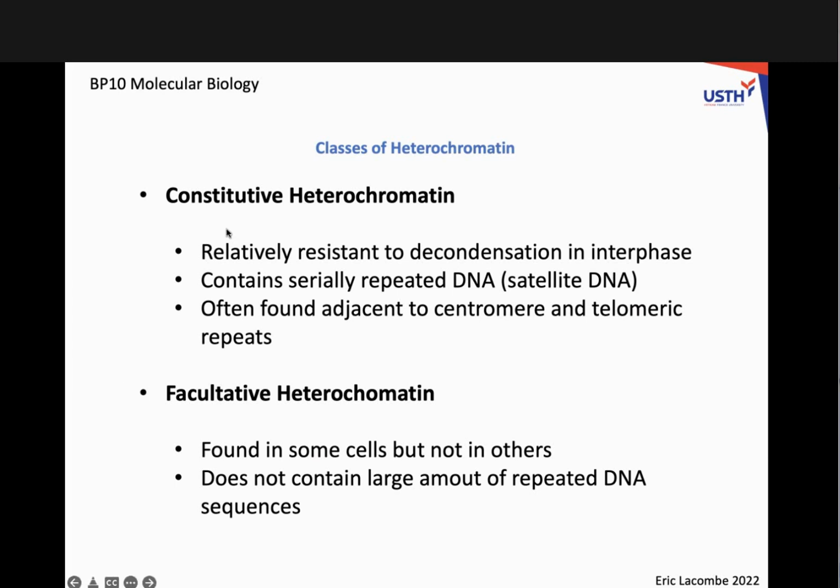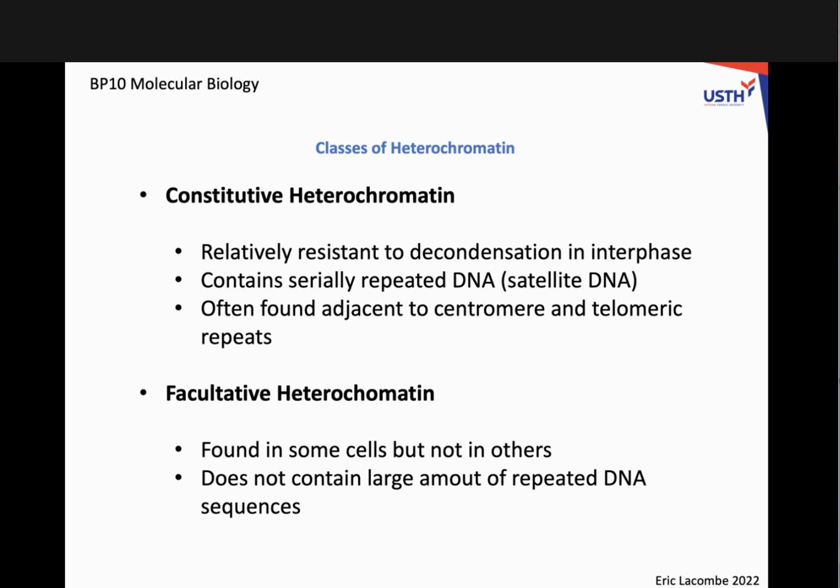Okay? But in heterochromatin, there is one specific point that is very interesting, is that we've got two kinds of heterochromatin. When I say two kinds, they are the same, biochemically, or almost the same, but they are different in terms of behavior. So we have something that we call constitutive heterochromatin. The characteristic of this constitutive heterochromatin is that it's very resistant to decondensation in interphase.